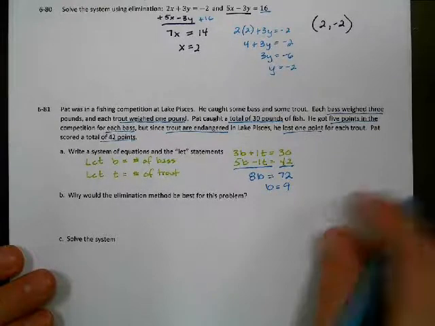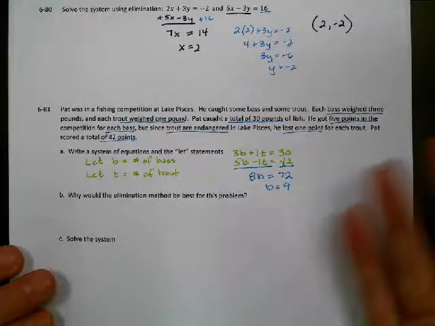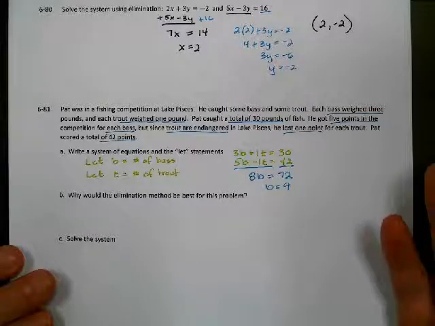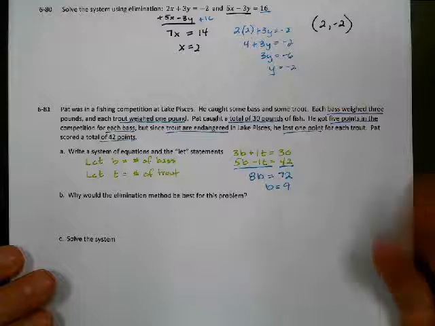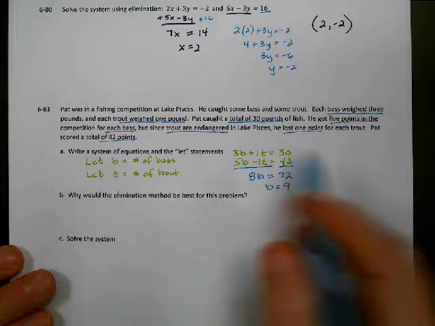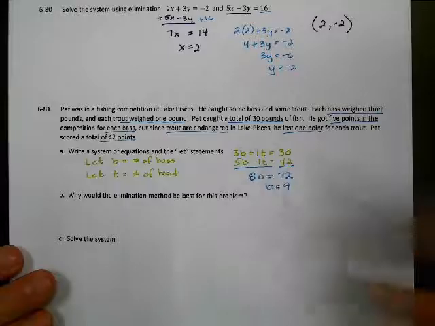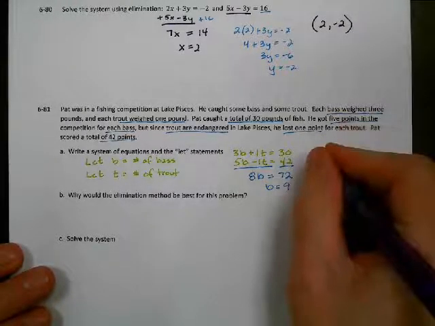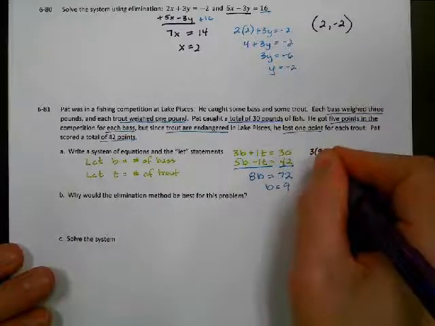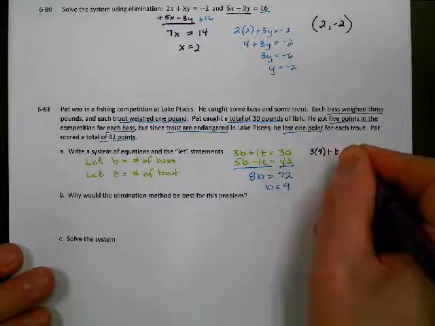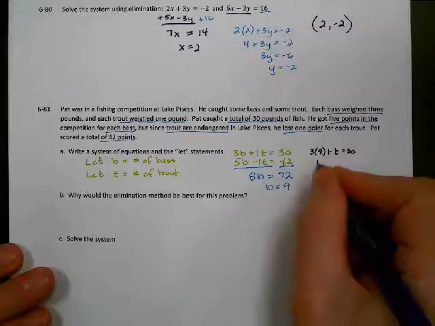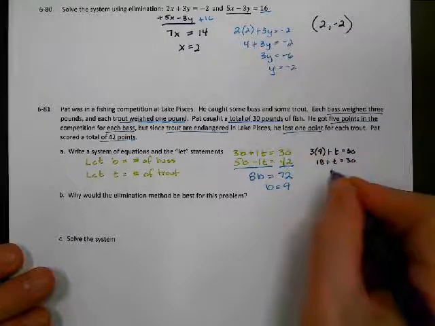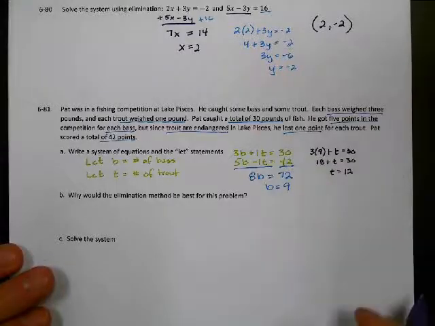Now if I want to find out how many trout he caught, we can solve it by plugging 9 back into one of these 2 equations. Let's do it to the top one. So I'm going to do 3 times 9 plus t equals 30. So this is 18 plus t equals 30. So t must be 12. Dude caught 12 trout and didn't throw them back.